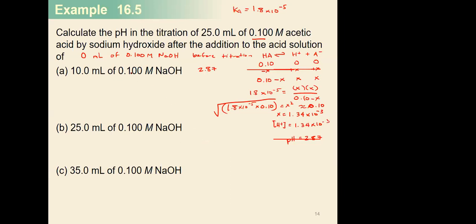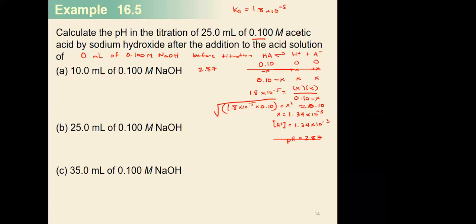So when you add the 10 ml of 0.1 molar NaOH, what happened to the pH? You can expect it to go up. Okay. So what we're going to do now is determine the pH of the solution after you add the 10 ml of 0.1 molar NaOH to 25 ml of 0.1 molar acetic acid.